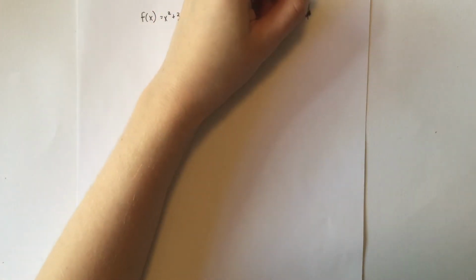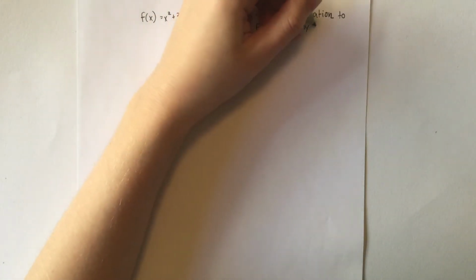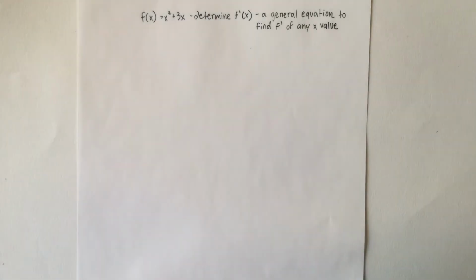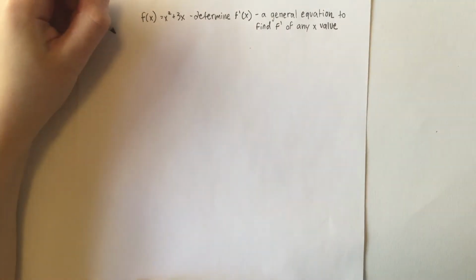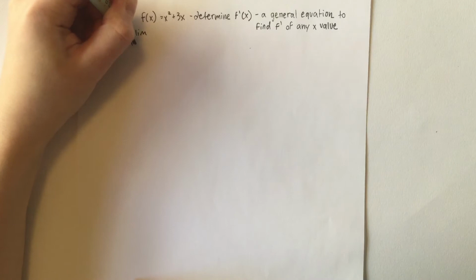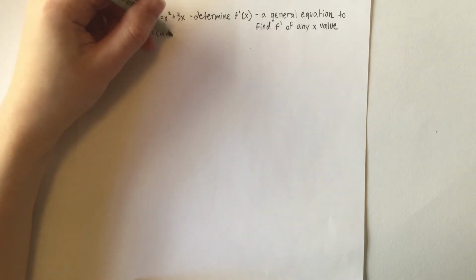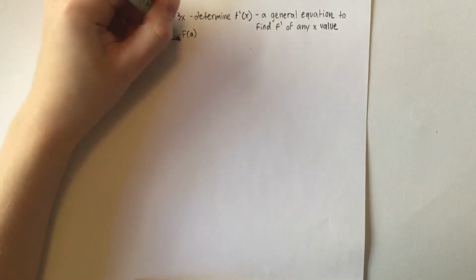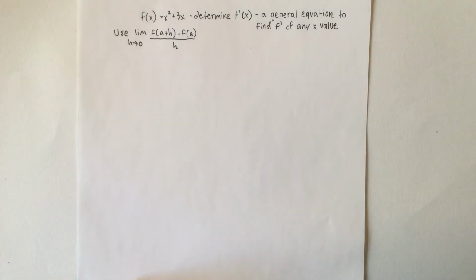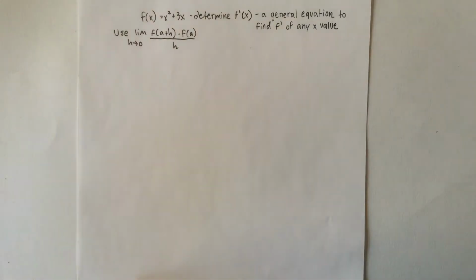Okay, so for this next problem, we have the equation f of x equals x squared plus 3x. And in this case, we're just going to determine a general f prime of x equation. So rather than finding the derivative at a specific x value, we're just finding a general derivative equation that we can plug any x value into. So I'm using the second definition with the limit as h goes to 0. So instead of plugging in a specific x value for a, we're just plugging in x for a.